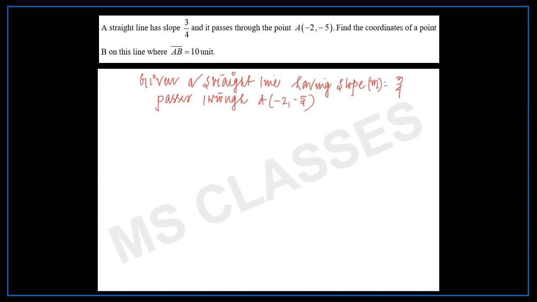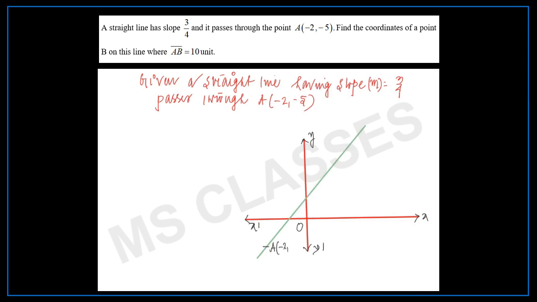We have to find the point on this line which will be at a distance of 10 units. So we try to decode the condition in the Cartesian plane. Here this is y, this is x prime, this is y prime, this is origin, and this is x. Now the line, we just think that the line is this one. So here is the point A, which is minus 2 comma minus 5.